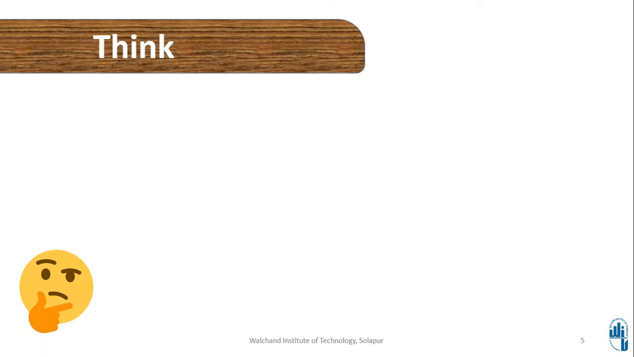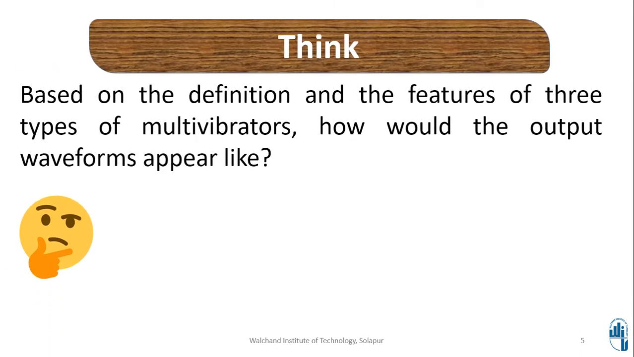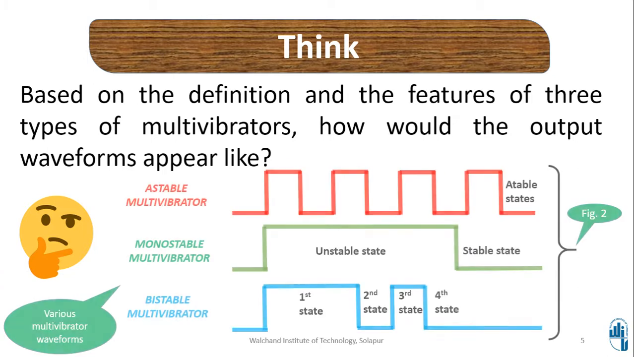Let's have a brief overview of the waveforms. Before that, think about how the waveforms of these kinds of multivibrators appear. Here is the answer. The first waveform shows that the output waveform is constantly alternating between 0 and 1, and this happens because there is no manual intervention. As soon as the supply is applied to this kind of multivibrator, it starts producing such astable states throughout its operation.